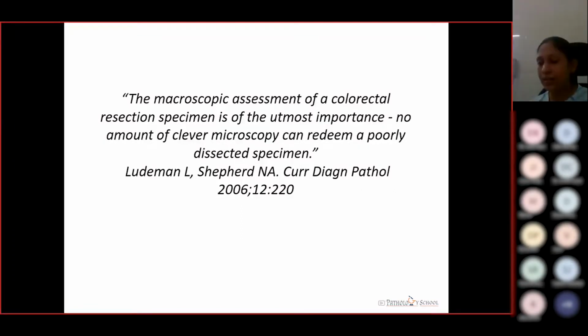But some of the colectomies that we get are specific, they are unique in the sense that there are some concepts which one must know before you begin grossing these specimens, because that has to reflect in the reporting.